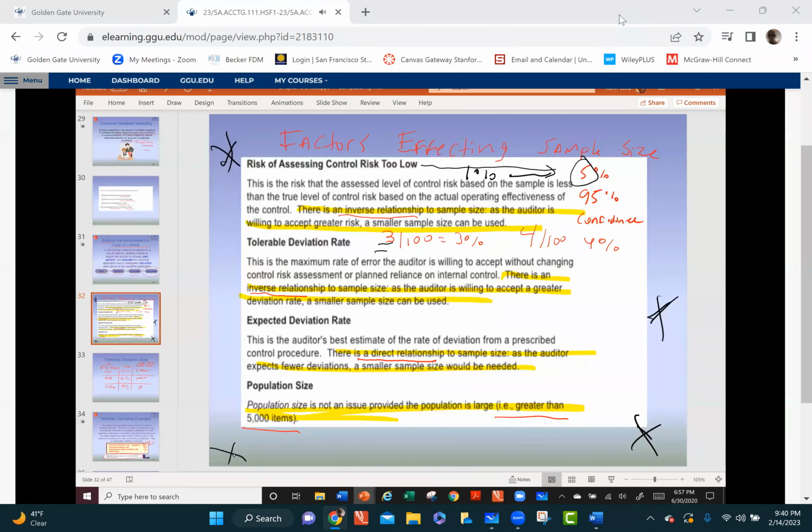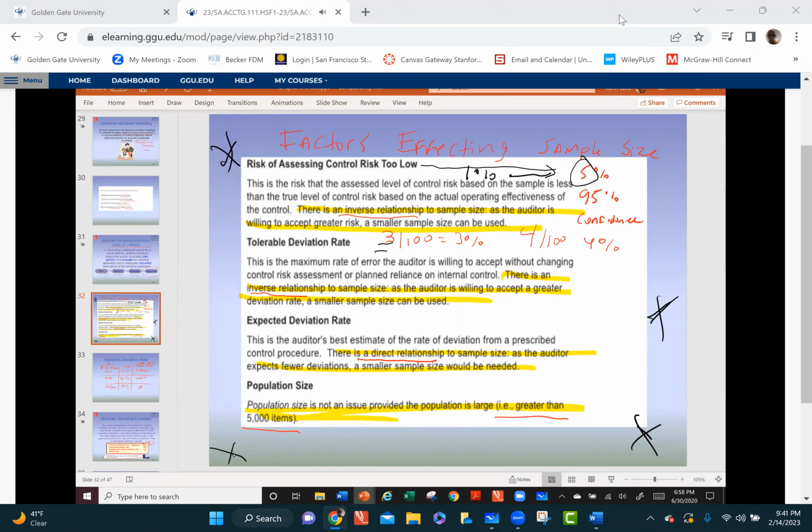Now, sometimes I'll get the question from students, well, what if you never audited them before? Well, what I may do is take a small preliminary sample, see how well they've done with that control, and based on that smaller preliminary sample, I might then go ahead and set my expected deviation rate. Again, if I see a lot of deviation, my expected deviation rate is going up, my sample size is going up. If I don't see a lot of deviation from that, maybe I can justify a smaller sample size. So that works with it as a direct relationship.